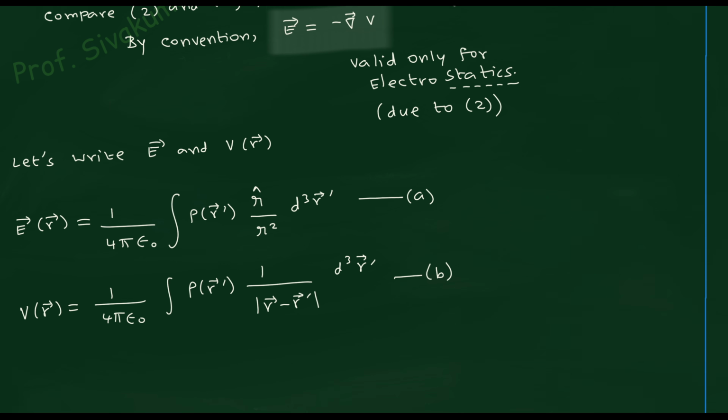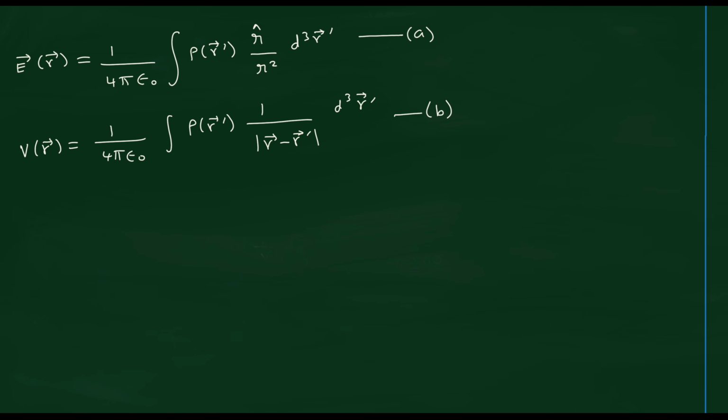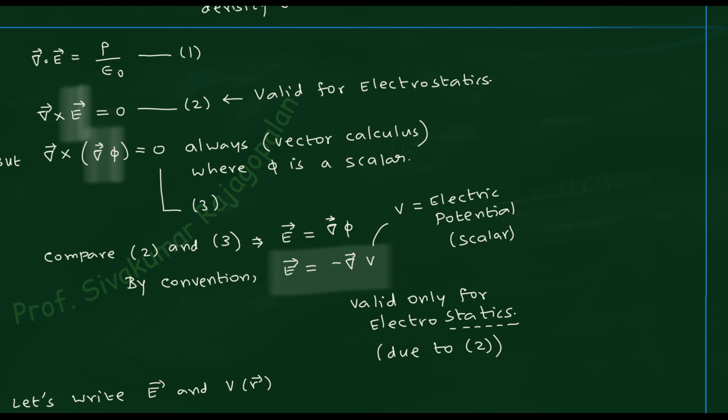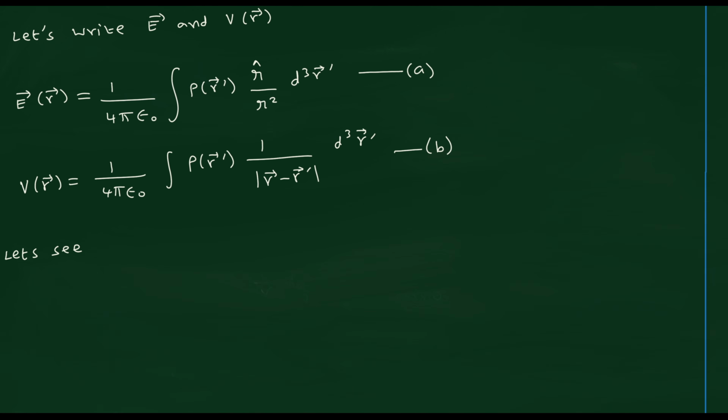I'll move down. What is the equation number? Okay, B 1, 2, 3, 4. You remember, right? 1, 2, 3 is there.